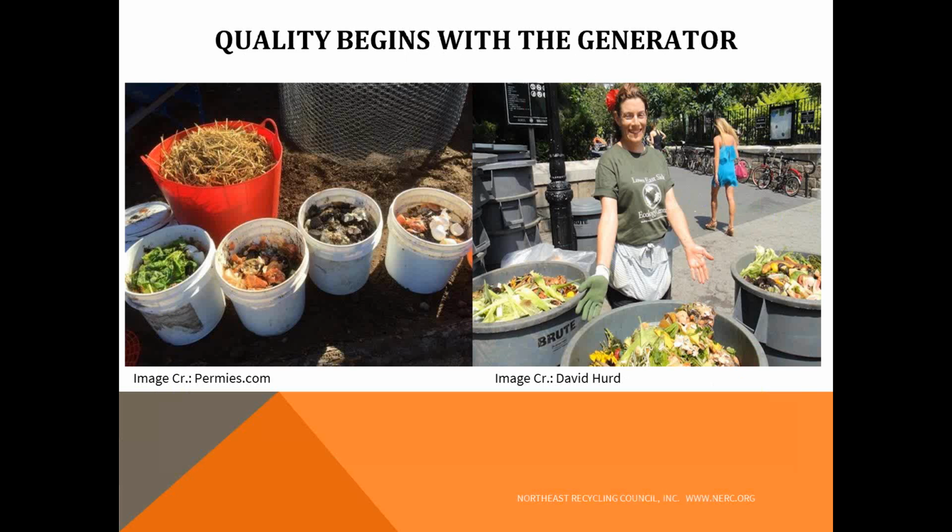So quality begins with the generator. There's an old adage, garbage in, garbage out. Well, for composting, it's organics in and compost out. That means you don't want plastics, you don't want trash, you don't want anything that's non-organic. So really need to pay attention to that, and that's part of what we're talking about today in terms of monitoring and signage and education.